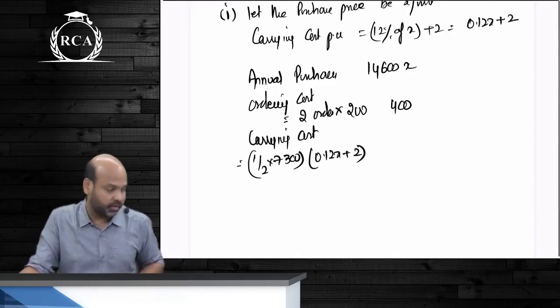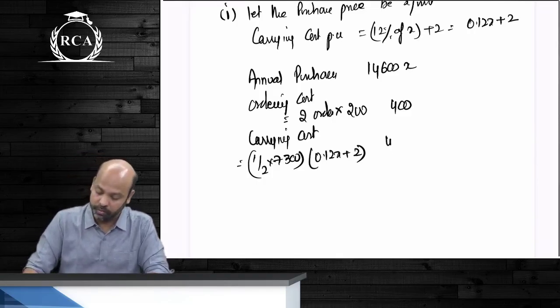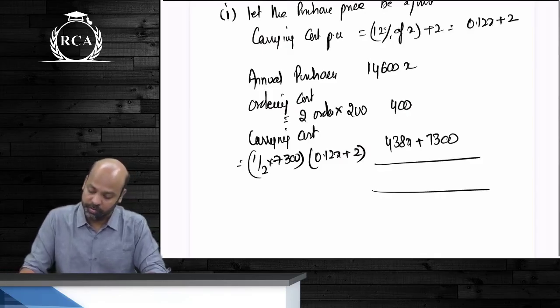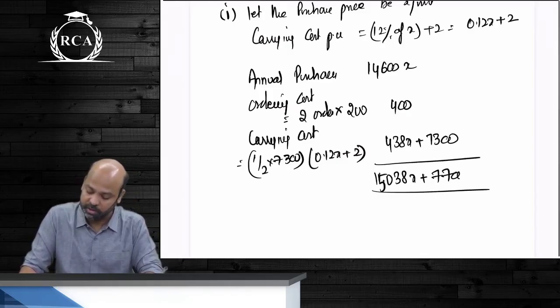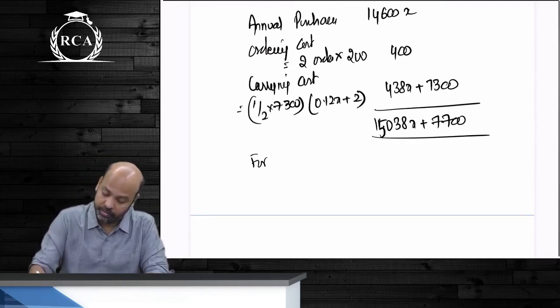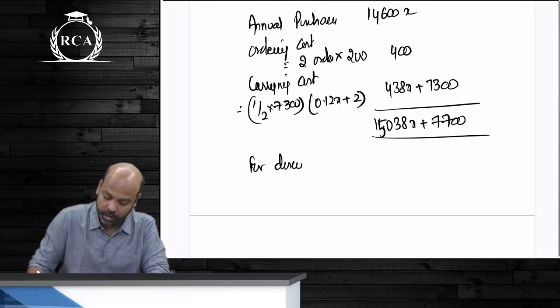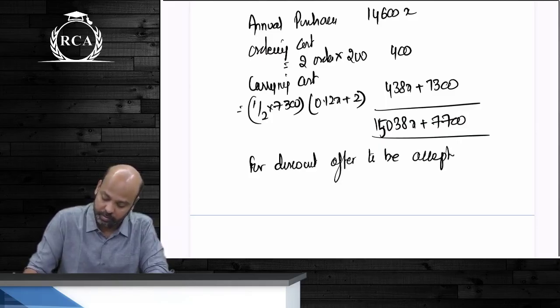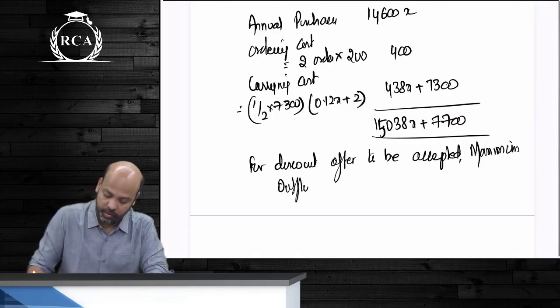Half of 7,300, check on the calculator, is 3650 into 0.12, which is 438X, plus 3650 into 2, that is 7,300. Your total cost will become 15,038X plus 7,700. All right, guys. For the discount offer to be accepted, listen first, write later, what should be the maximum cost? Maximum outflow should be equal to 14 lakhs.